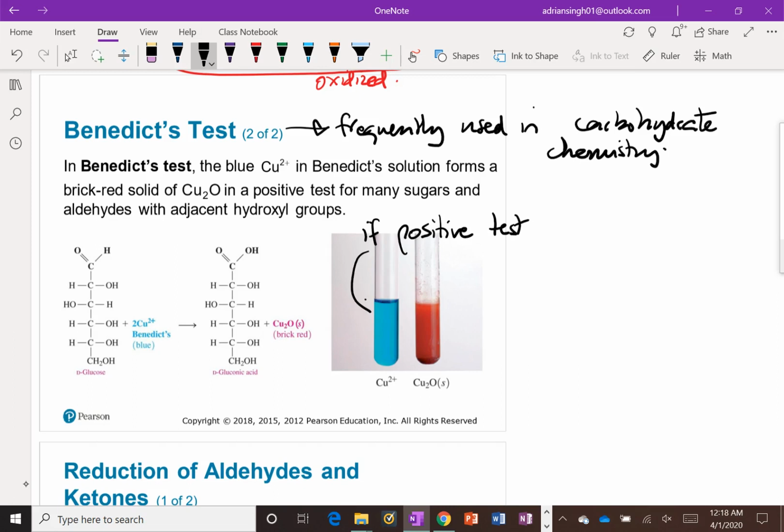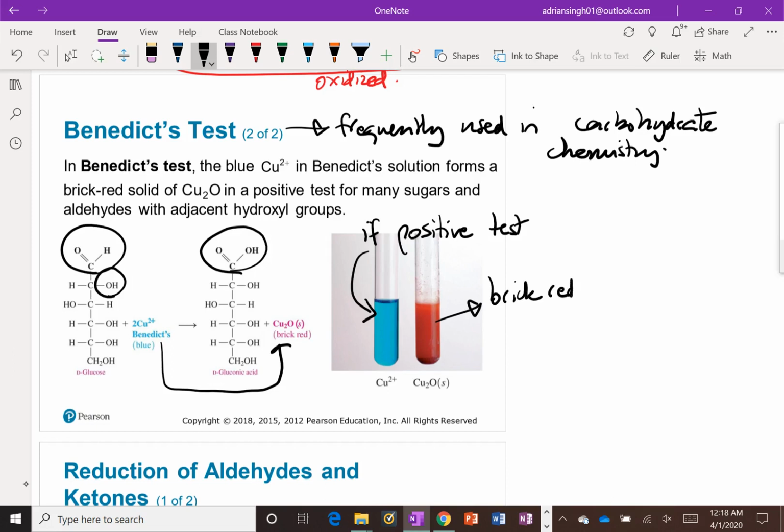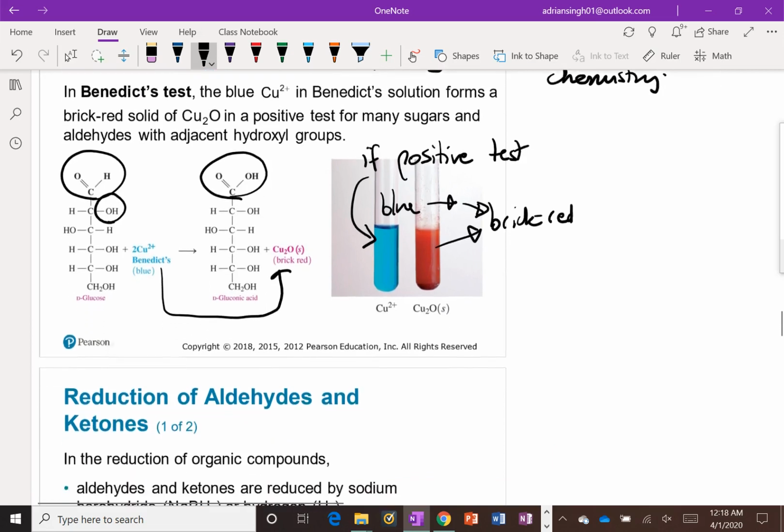You start off with a blue color, that's the copper 2 sulfate, the Benedict reagent. Then if we have that aldehyde right next to a hydroxyl group, that aldehyde gets oxidized to a carboxylic acid, and the copper 2+ gets reduced to copper 1+, which is that brick red color. So blue changes to brick red if there's a positive test.